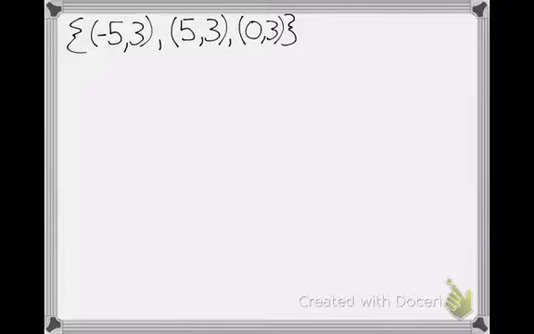Now at this point you want to pause the video and figure out whether the set of ordered pairs in part B represents a function. If it does, find its domain and its range. Go ahead and pause the video and come back when you've figured this out.